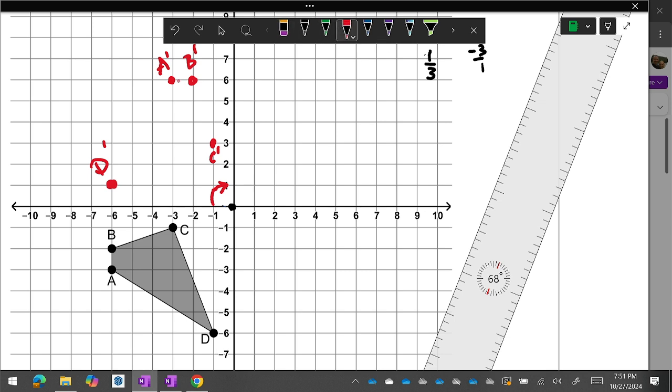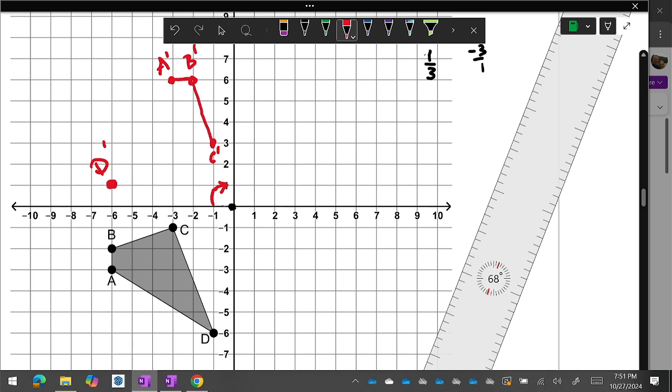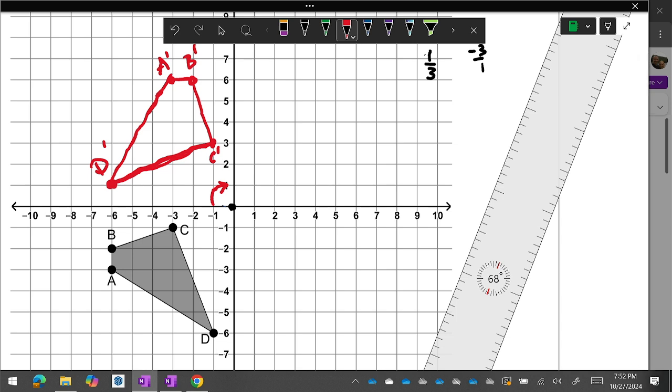But let's go ahead and just draw this shape. So here, I'm just sketching this now. By the way, thank you for using rulers on your test. Please do that on Friday also. All right, so that's the shape that we get when we rotate that thing 90 degrees clockwise about the origin.